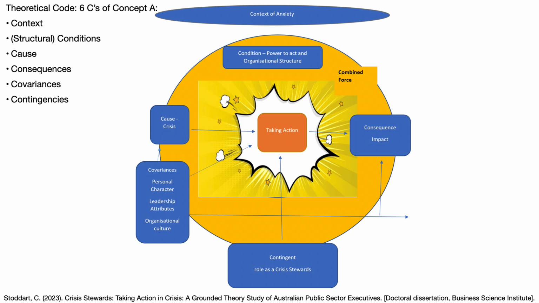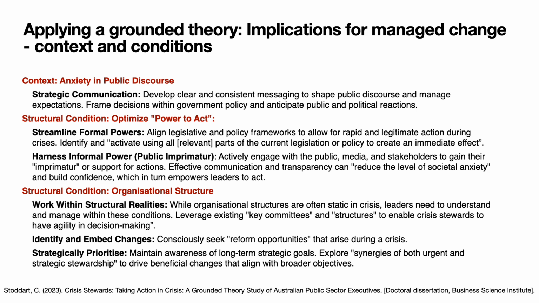Dr. Stoddart also noticed a 7th C, combined force, which is the synergy arising from the individual crisis steward's capacity to act and their power to act. So in this study, the highly dependent variable, the controllable concept, is taking action. The access variables relate to the context, conditions, and covariances.